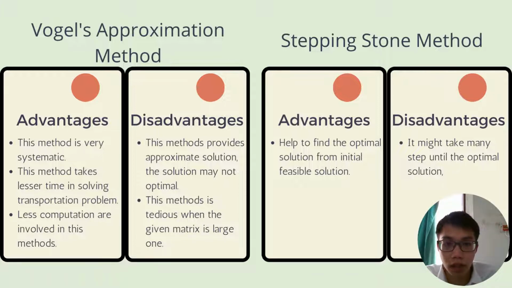The stepping stone method advantage is it can help to find the optimal solution from initial feasible solution. Its disadvantage is it might take many steps until the optimal solution.